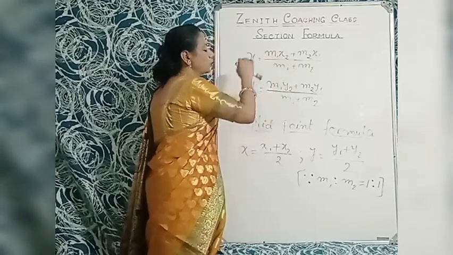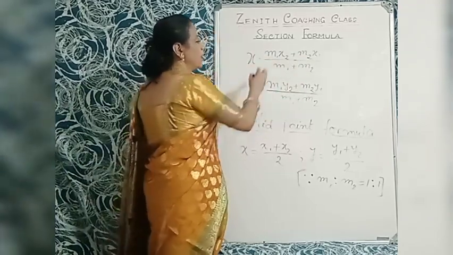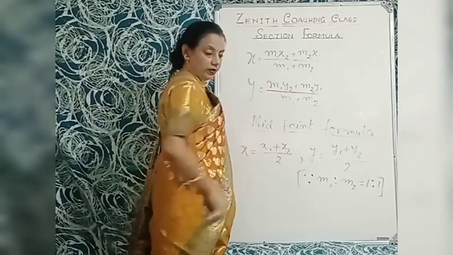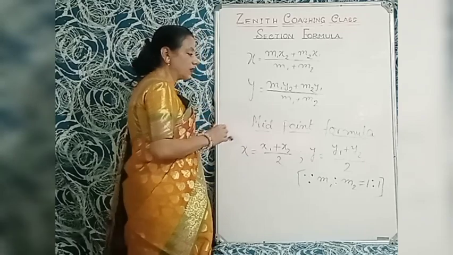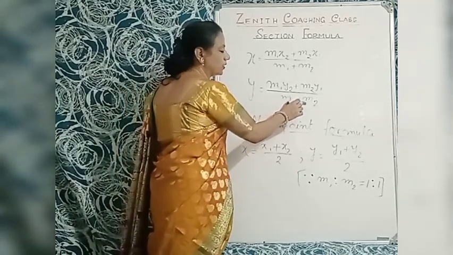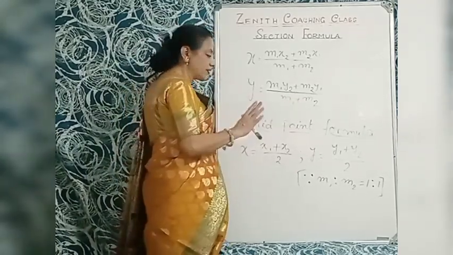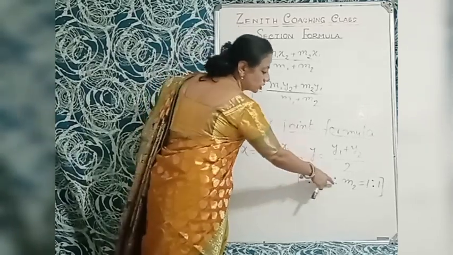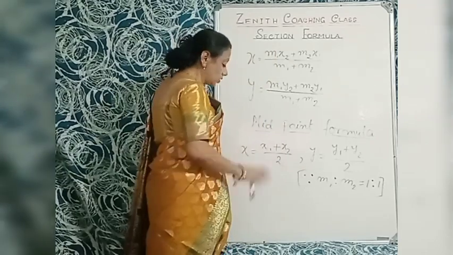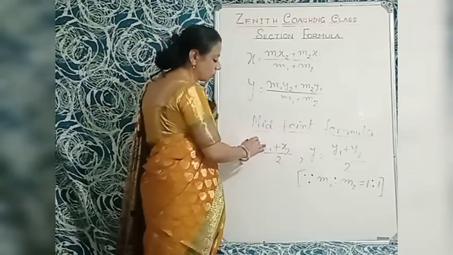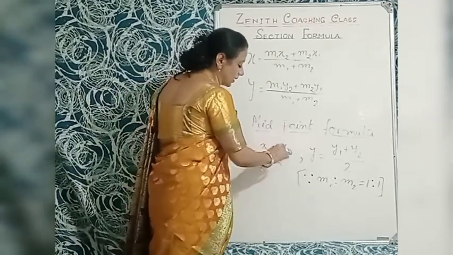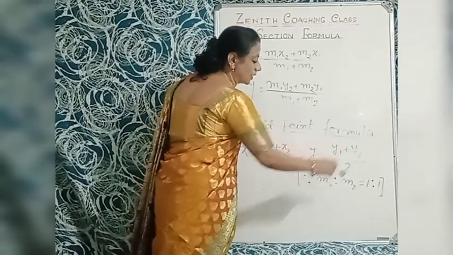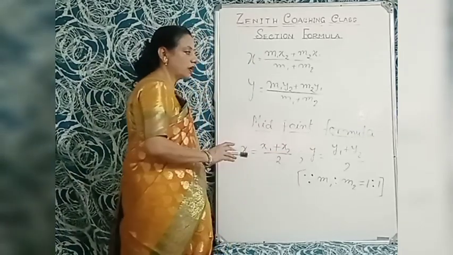To find the coordinate of x, you have to write x2 and x1. Here you have to write y2 and y1. And if m1 and m2 are other ratios, I'll teach you. If it is the midpoint, that is m1 is to m2 equals 1 is to 1, then the formula is x equals to (x1 plus x2) by 2, and y equals to (y1 plus y2) by 2. So here is the formula.